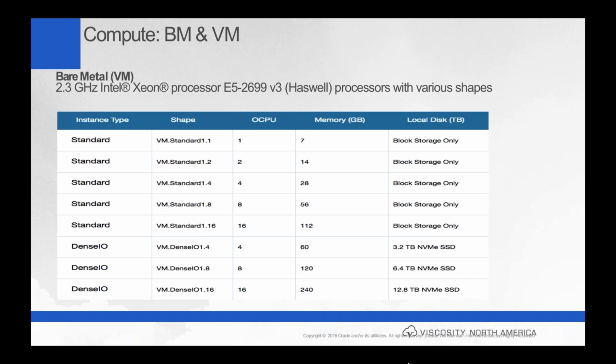So the different compute shapes for VM, you have standard and you have dense. There's also a high density coming up in the near future. But as you can see, you can go as small as 1 OCPU and 7 gig of memory, all the way up to 16 OCPUs and 240 gig of memory. So as you can imagine, if you're running web servers or app servers, middle tier systems, they're not as CPU hungry or memory hungry. So those things are very appropriate for VM environments.